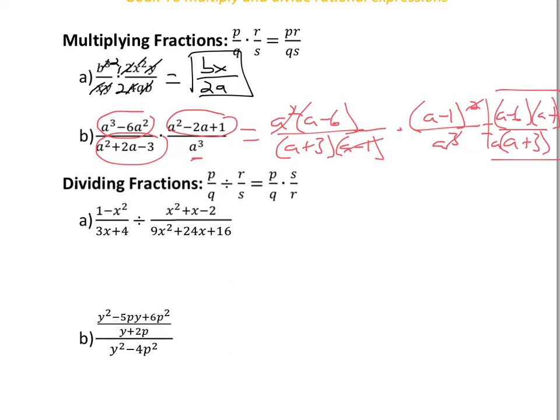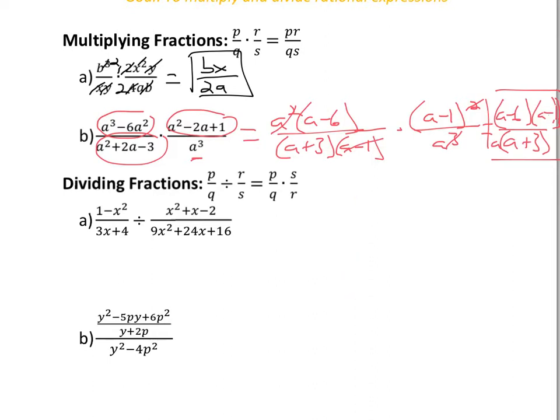Okay, so a minus 6 times a minus 1 on top. Let me fix that. A minus 6 times a minus 1 on top, and a times a plus 3 on bottom. Now dividing fractions.